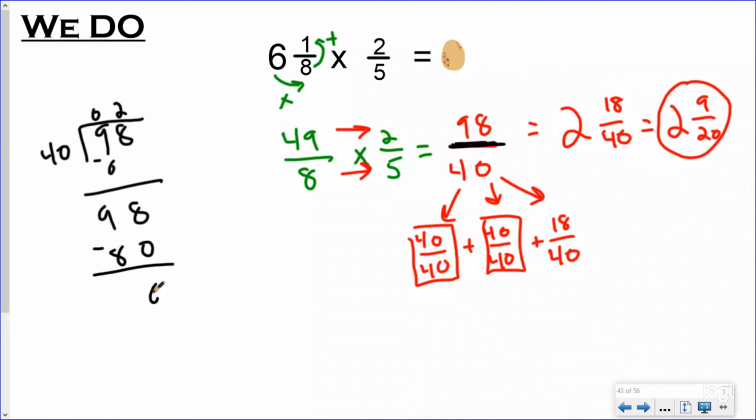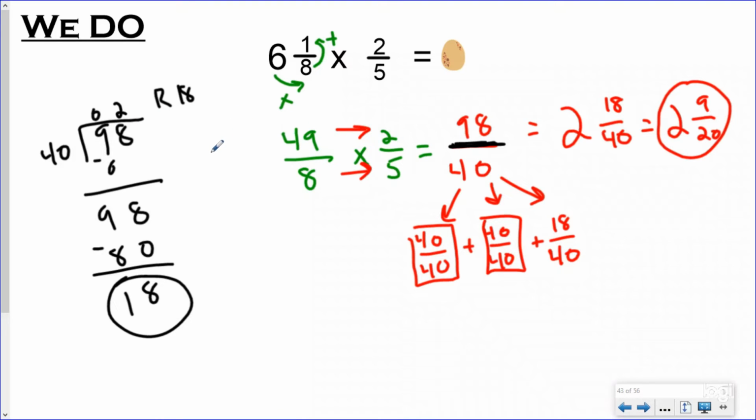And then when you subtract, you have a remainder of 18, just like I had right here. So I had two whole groups with a remainder of 18, which when you write this as a mixed number is 2 wholes and 18 40ths. So you're going to get the same answer doing it either way.